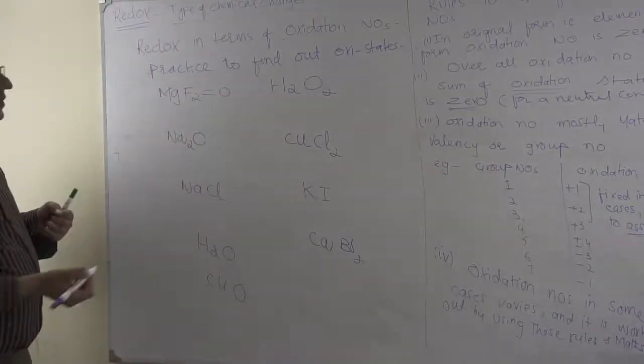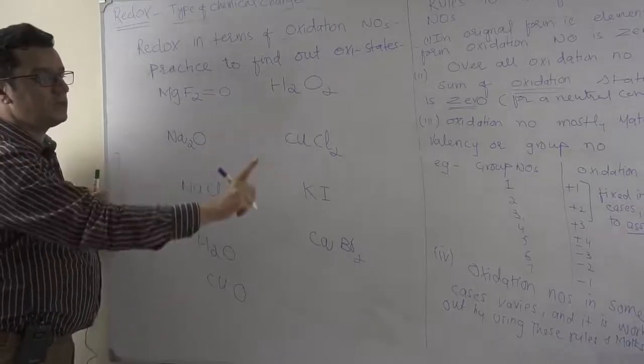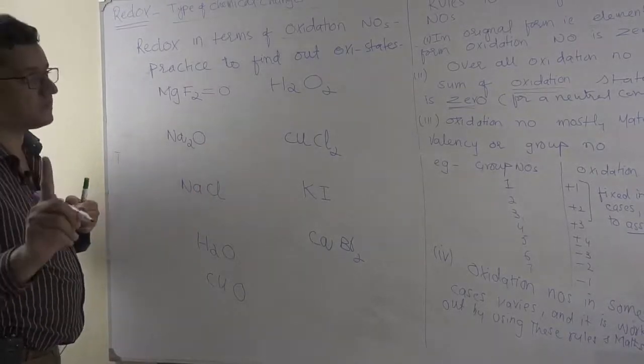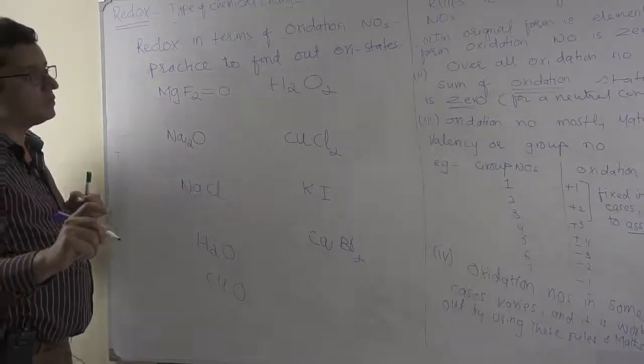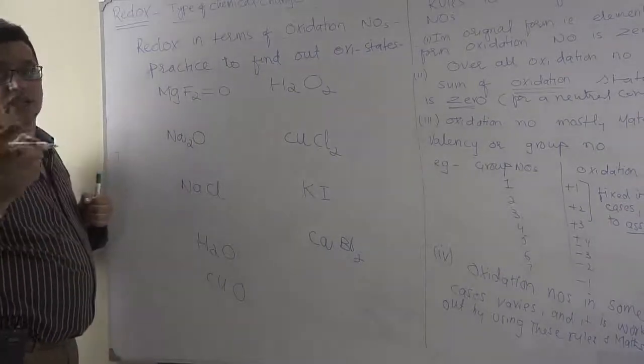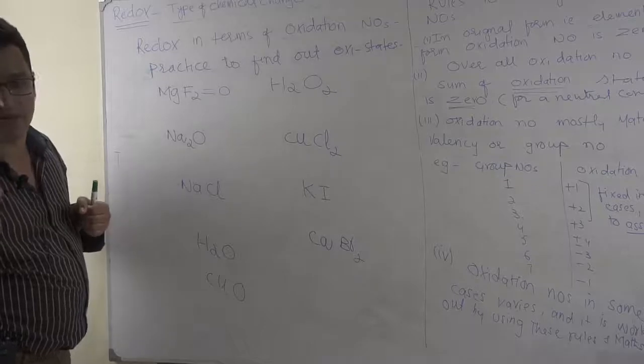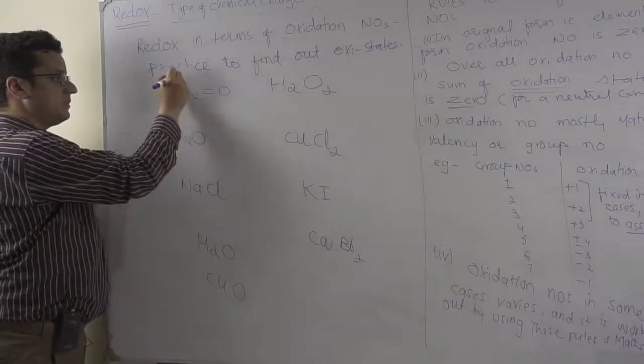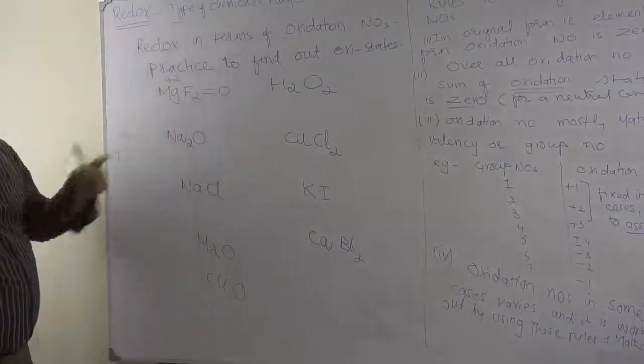Then the simple rule: group 1 (lithium, sodium, potassium, rubidium, cesium, francium, even hydrogen) and group 2 (beryllium, magnesium, calcium, strontium, barium, radium). Whenever you find them, put the oxidation number first. Group 2 is +2.